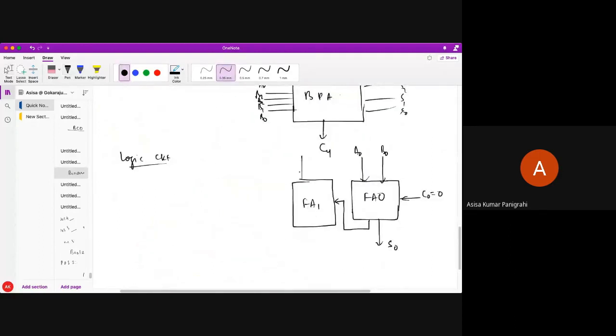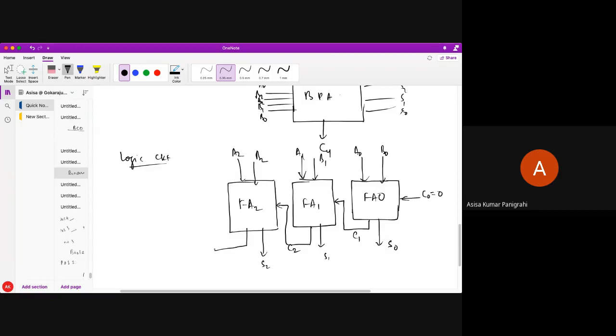So this is my A1 and B1, and it generates the sum S1 and the next bit carry. This is C1, this is C2. Carry C2 will be propagated as a ripple to the next full adder FA2. Next it generates the sum S2, and this takes A2 and B2, and it propagates the carry C3. And this is my final full adder FA3, which generates S3, and inputs are A3 and B3, and it finally generates the output carry C4.